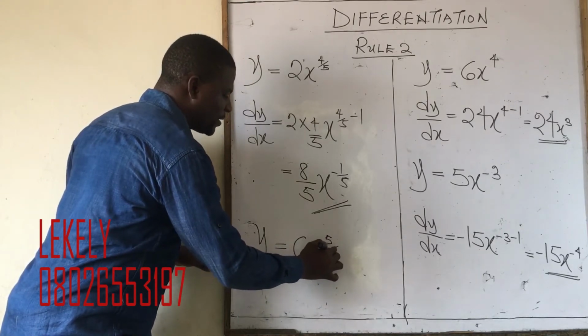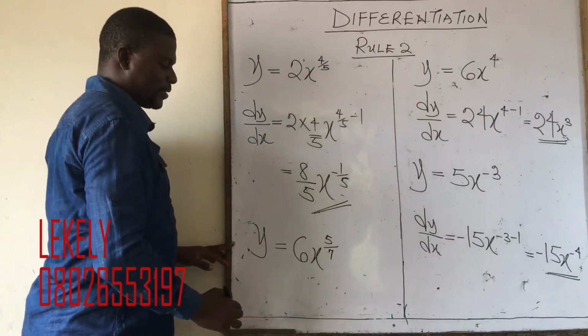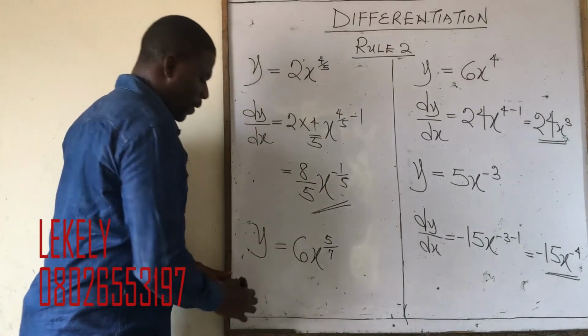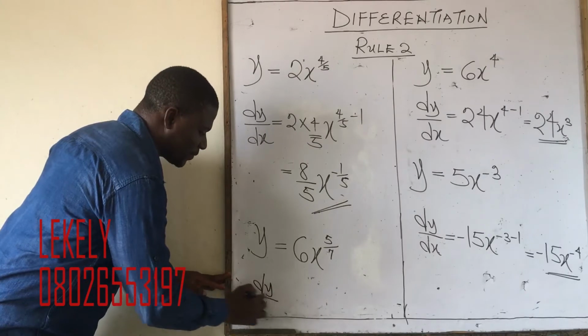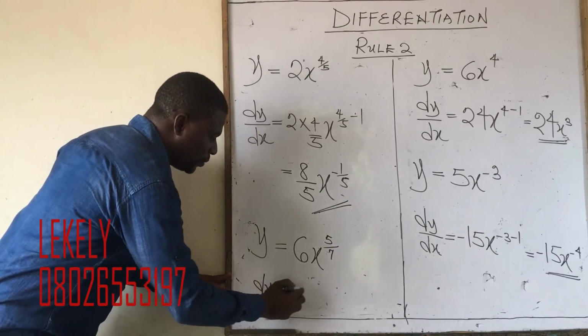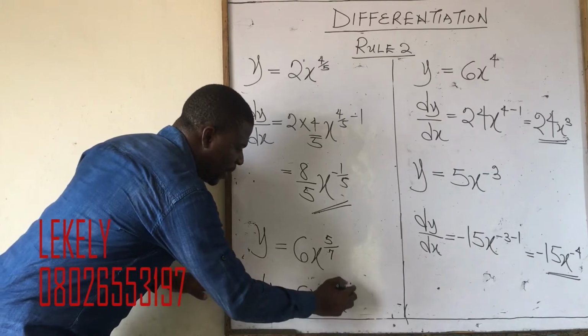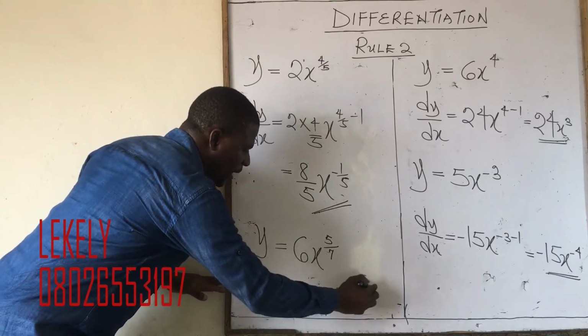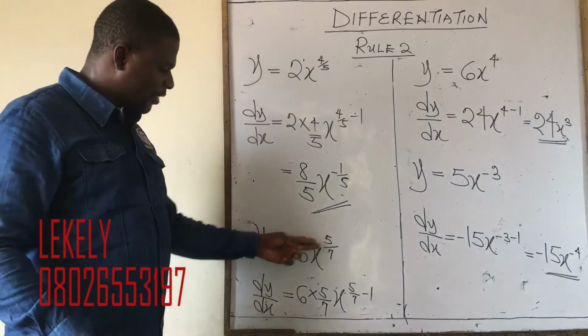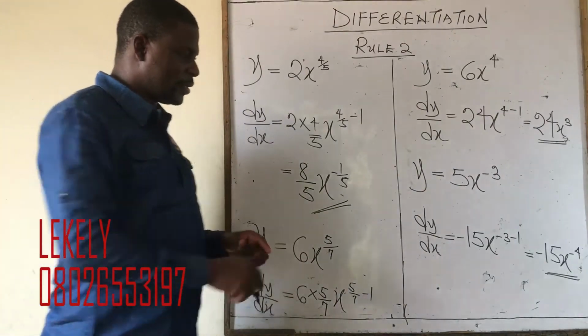Now, if you have, for example, again, y equals 6x raised to power 5 over 7. Look at this. So your dy/dx is going to be 6 times 5 over 7 x raised to power 5 over 7 minus 1. You will bring the fraction to come and multiply this 6.